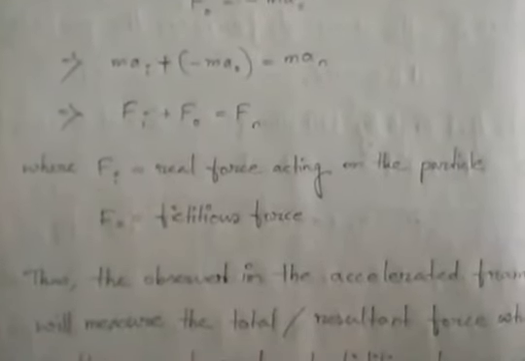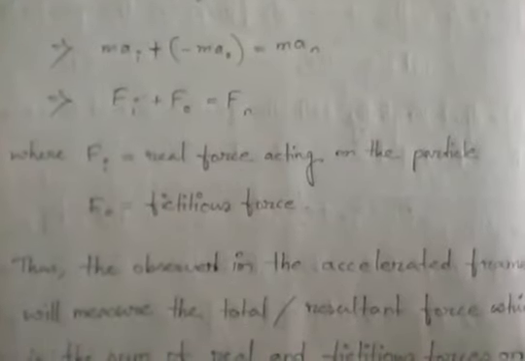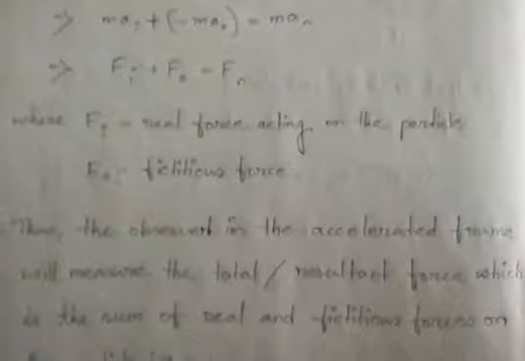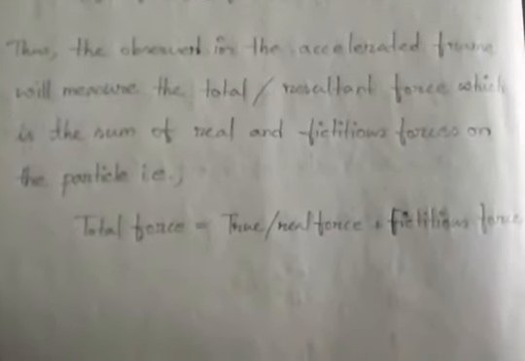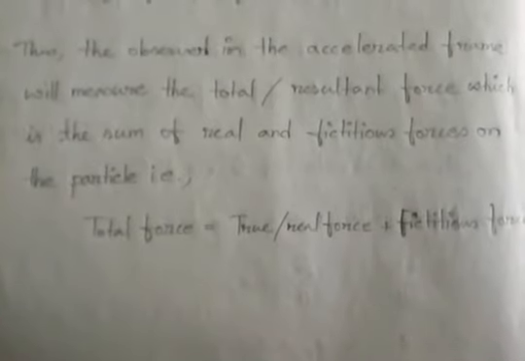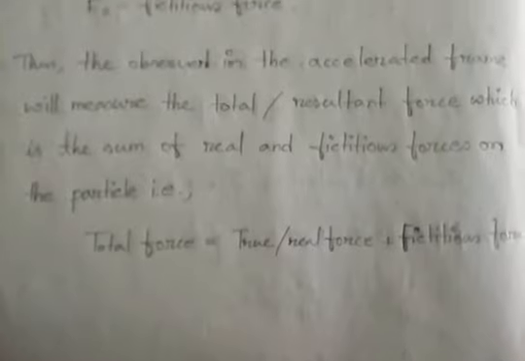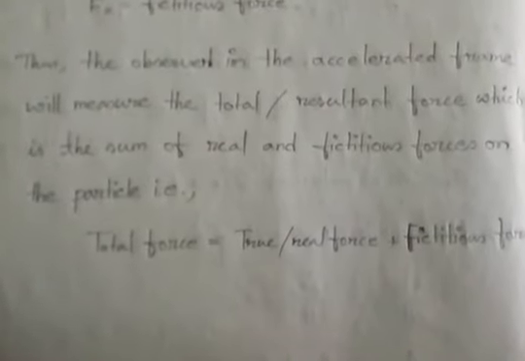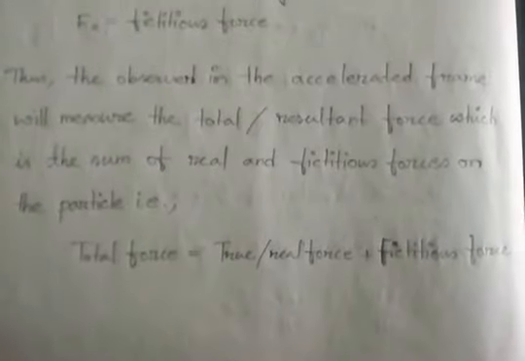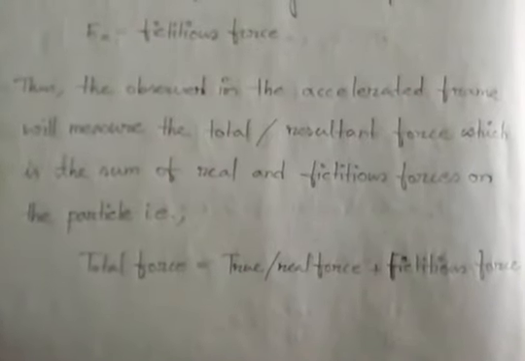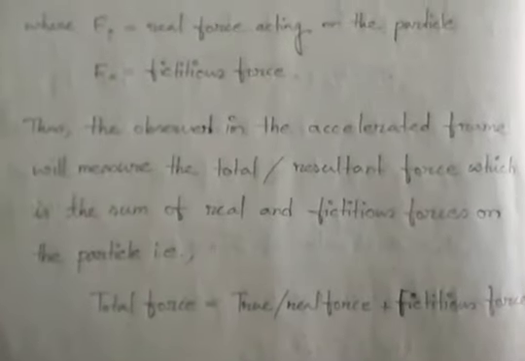Thus, the observer in the accelerated frame will measure the total or resultant force, which is the sum of real and fictitious forces on a particle. That is, total force equals true or real force plus fictitious force. So this is an important relation in the case of a non-inertial frame.